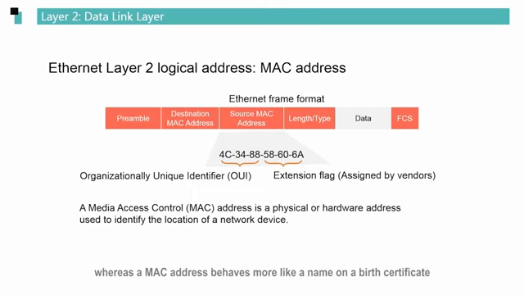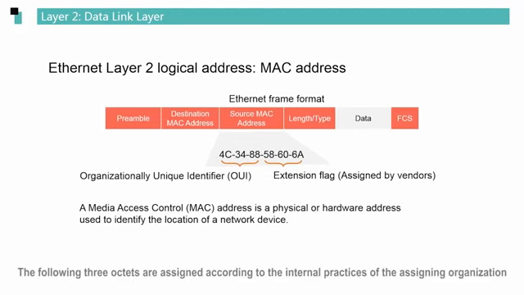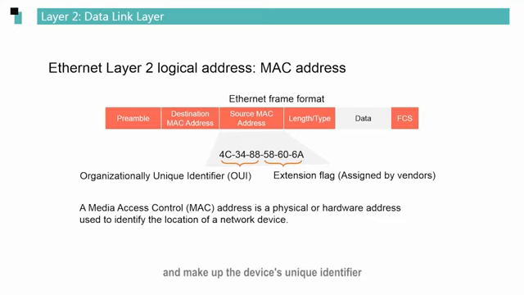IP addresses are typically represented as 4 groups in dotted decimal notation, whereas MAC addresses are made up of 48 bits in hexadecimal notation. The first 3 octets identify the organization that assigned the MAC address and are known as the Organizationally Unique Identifier, OUI. The following 3 octets are assigned according to the internal practices of the assigning organization and make up the device's unique identifier, known as an extension identifier.